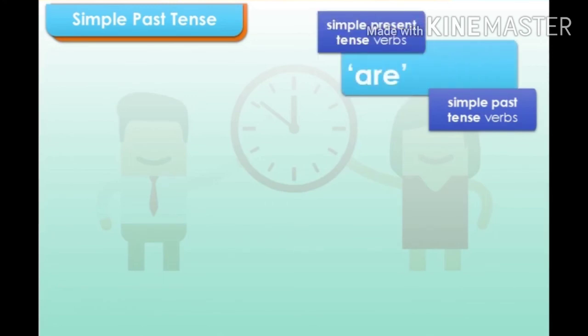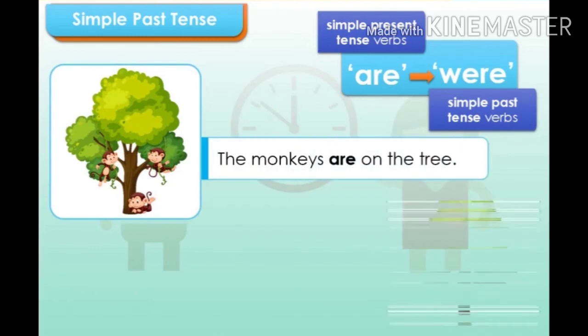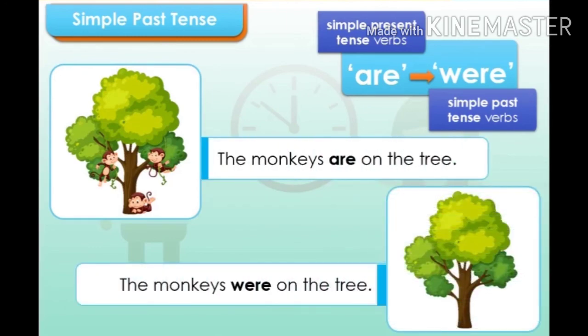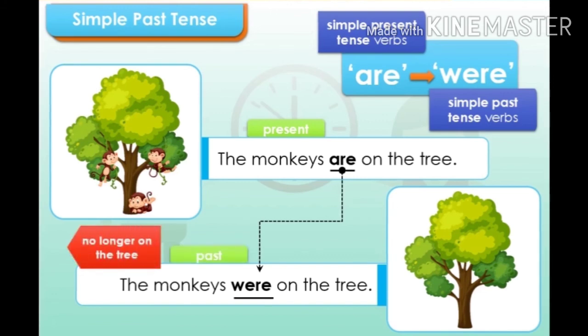Now look at how are changes to were. The monkeys are on the tree. The monkeys were on the tree. The first sentence indicates the present, but when the word changes from are to were, it indicates past actions. It means the monkeys are no longer on the tree.